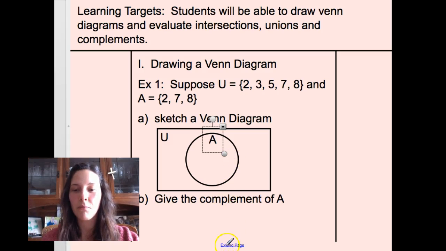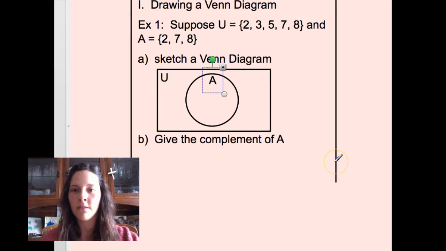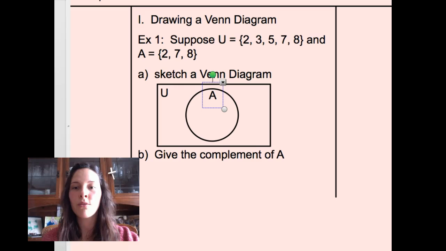So looking at our first example, we have set U, the universal set. So that's what's in the box outside of the circle. And we're also given what's in set A inside the circle. All right, so sketching our Venn diagram, I've already got it partially set up for you. We're just going to fill it in. So the elements 2, 7, and 8 are in A and also the universal set, so those are going inside our circle. And then outside the circle in the box that are in the universal set but not in set A would be 3 and 5.